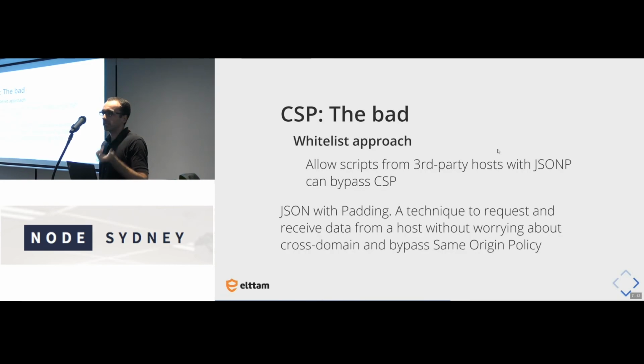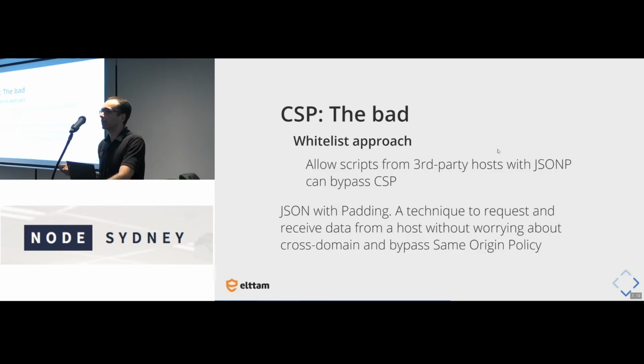So if you are using CSP with the whitelisting approach, it is bypassable by a technique known as JSON-P pivot or JSON-P bypass. JSON-P is effectively a technique to request and receive data from a host without worrying about cross-domain origin, things like that. It was a technique, I think, that came around before CORS. Imagine I want to fetch data from a website using AJAX, and then I can just do that.